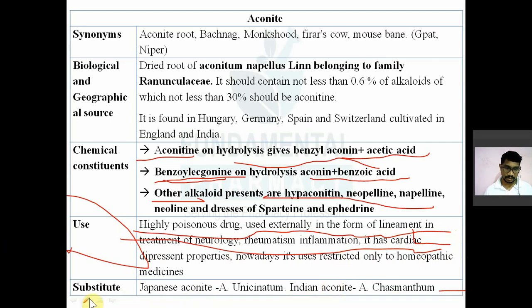सब्स्टिट्यूट कौन से हैं? Substitutes are Japanese aconite and Indian aconite. So those are the substitutes. Japanese aconite is known as Aconitum chinense. And this Indian aconite is known as Aconitum chasmanthum.